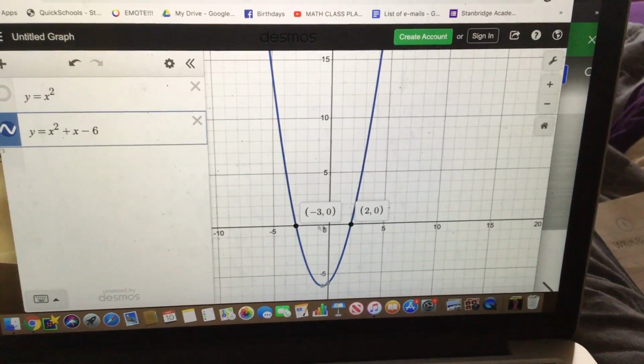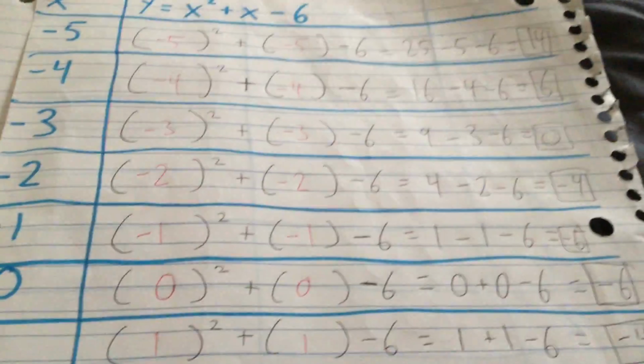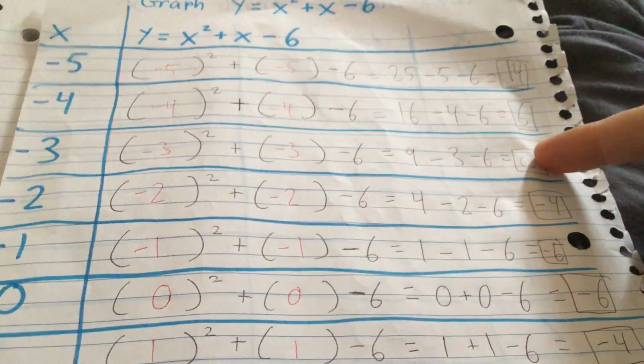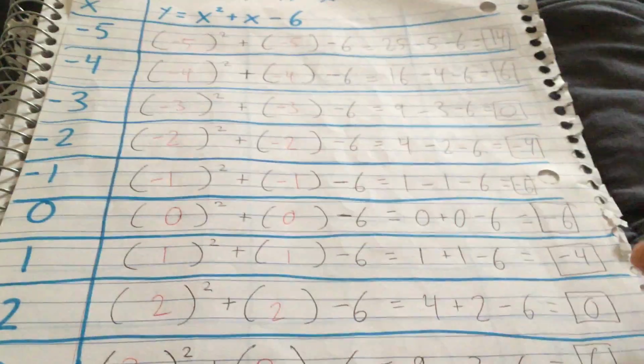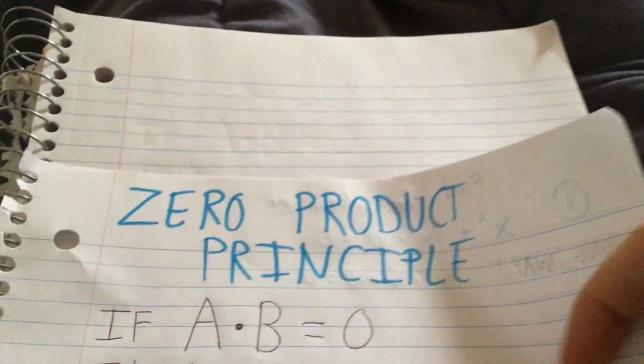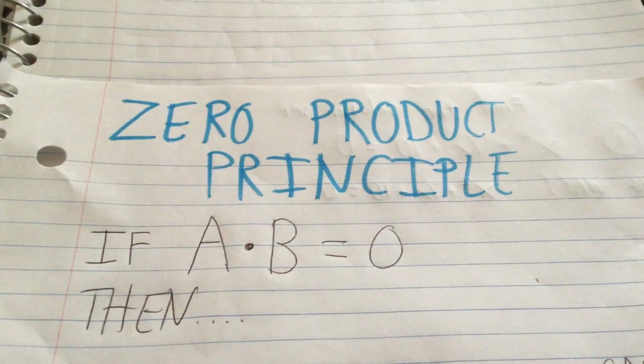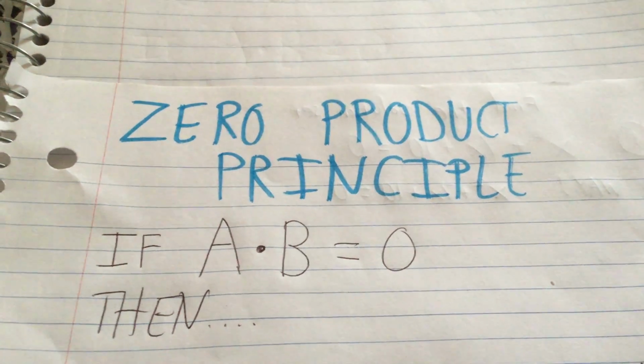So there's something special about -3, 0 and 2, 0. Okay. Because when x equals -3, y is equal to 0. When x is equal to 2, y is equal to 0. So let's backtrack a little bit and let's get back to this most important issue of Algebra 2, the zero product principle. Go back a couple of tests.